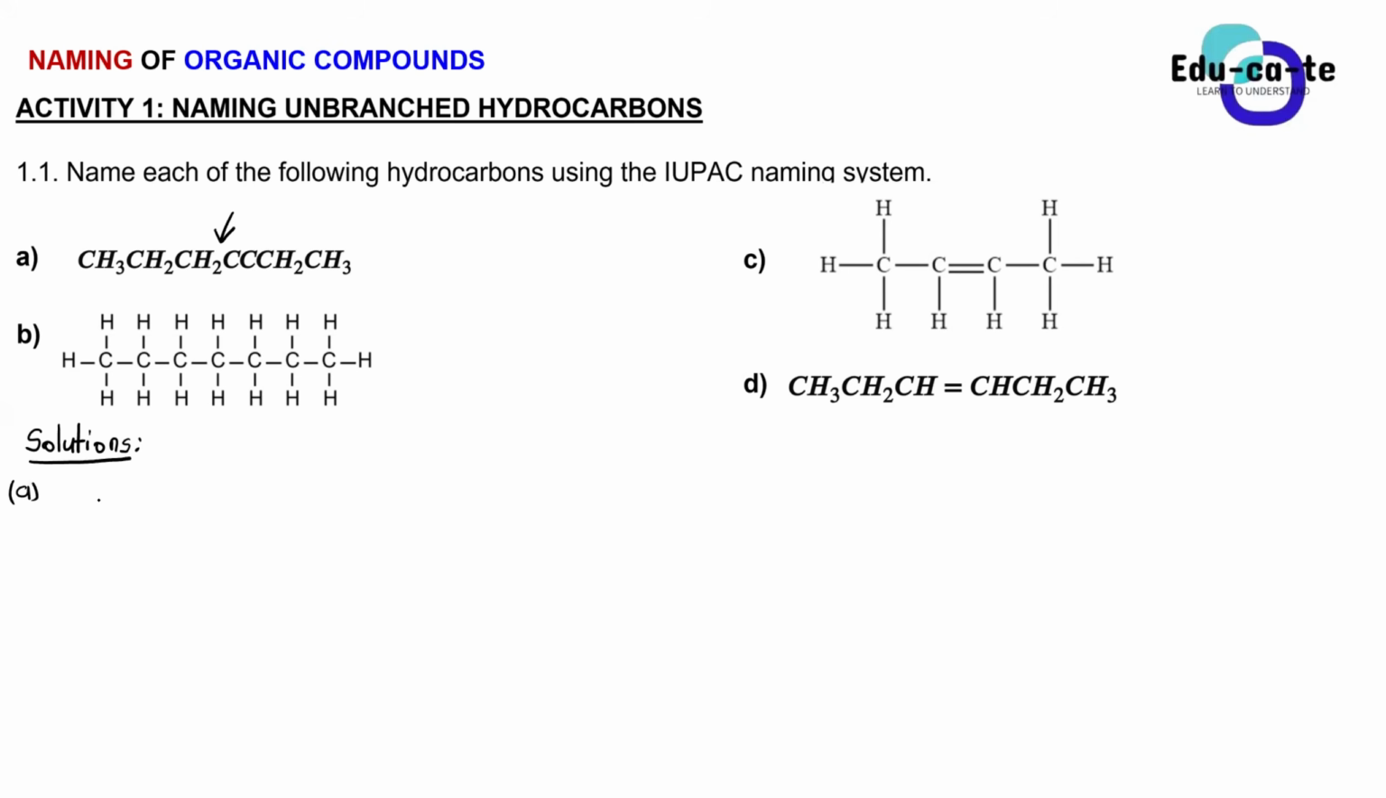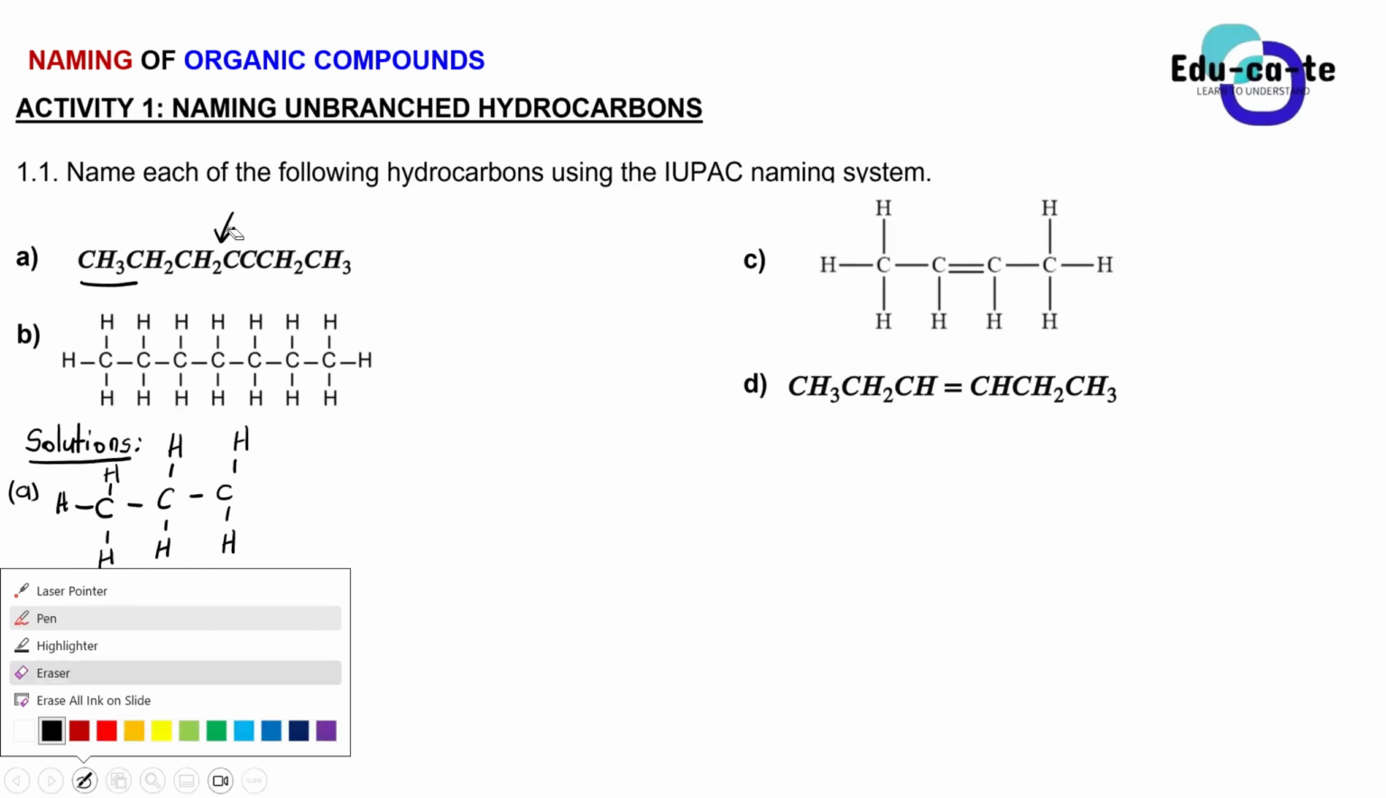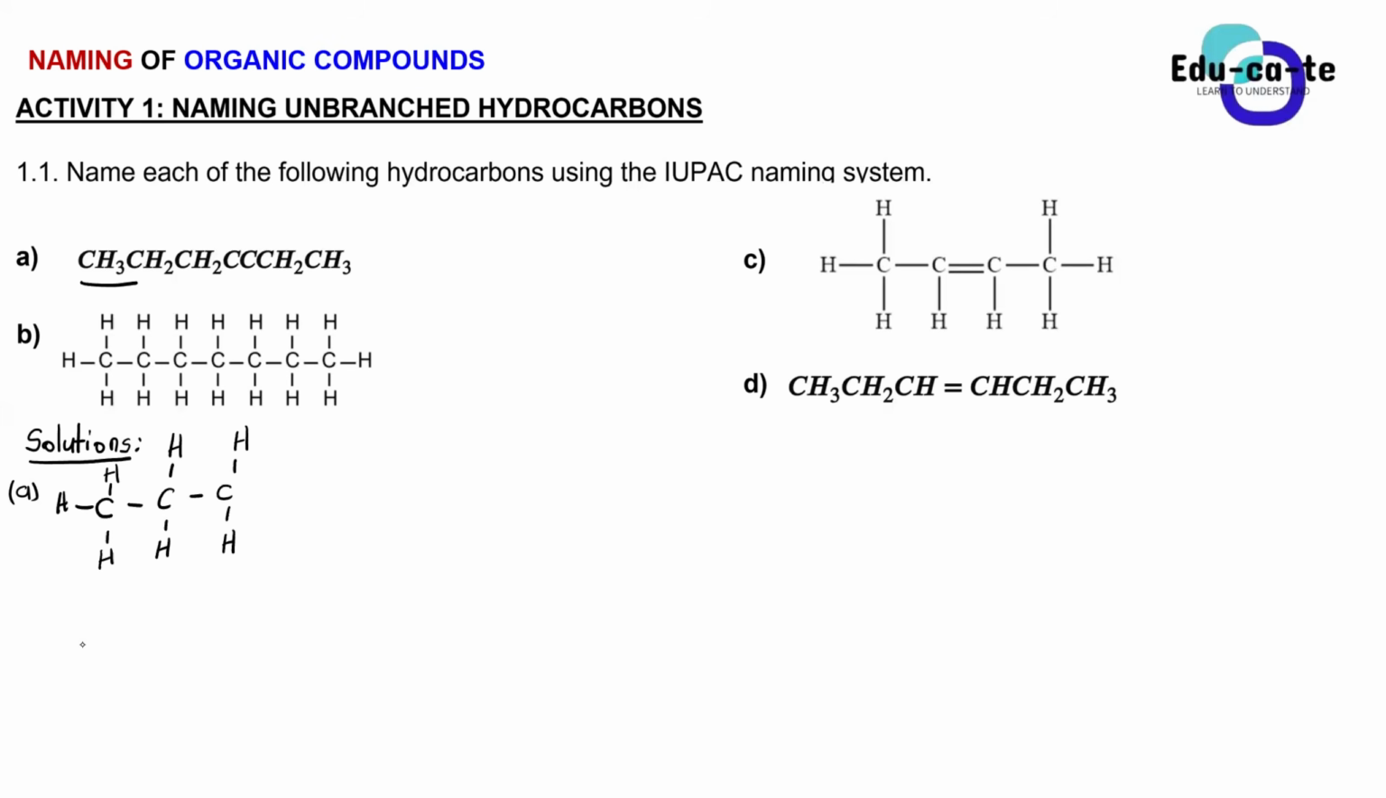So let's write the structural formula. This is CH3, so I'm going to write a C having 3 hydrogens bonded to it. Then this CH3 is bonded to a CH2, so this is a C having 2 hydrogens bonded to it. Then this is bonded to another CH2, so this is a C having 2 hydrogens. And then after that we have got CCC. Do you guys see that from the condensed formula? Yes. So we have got 3 carbons, CCC.